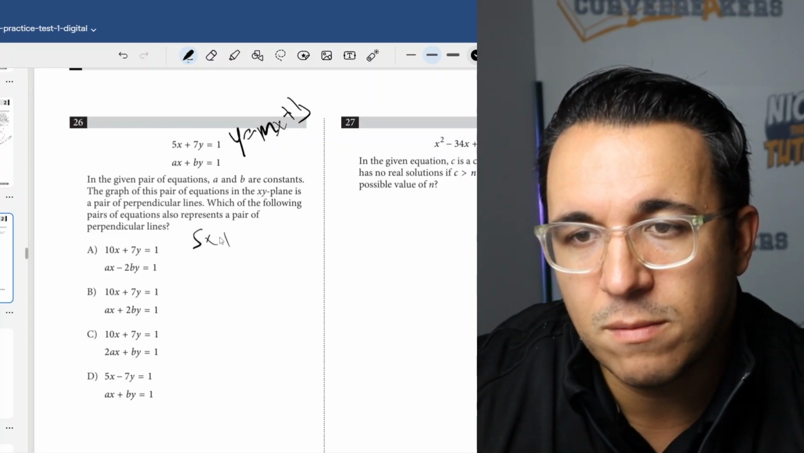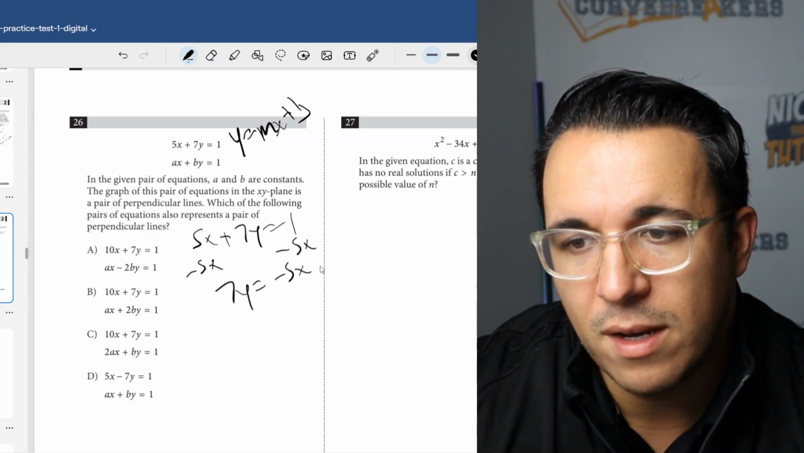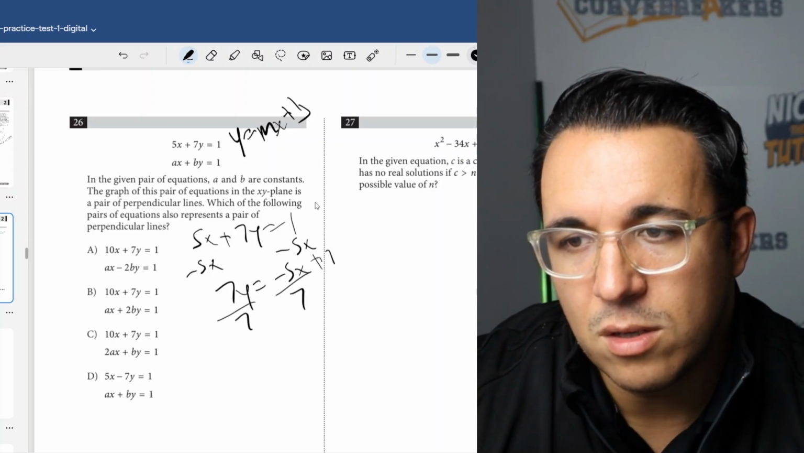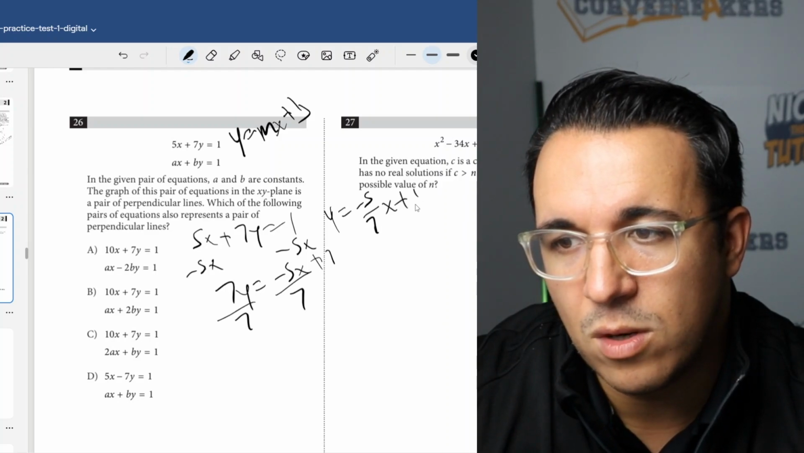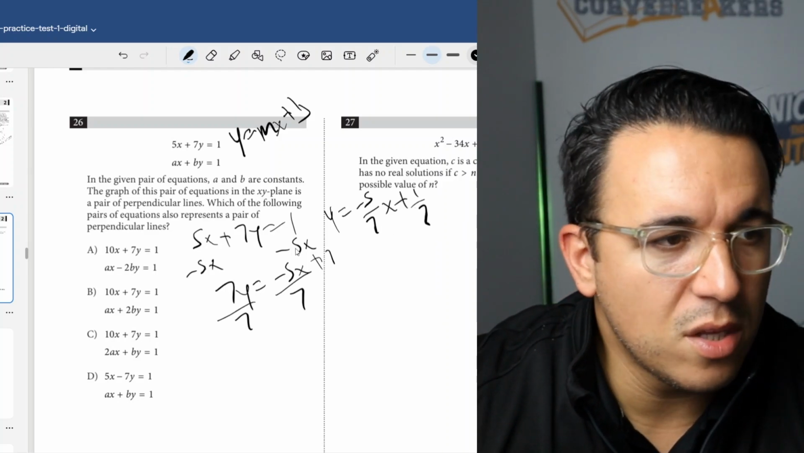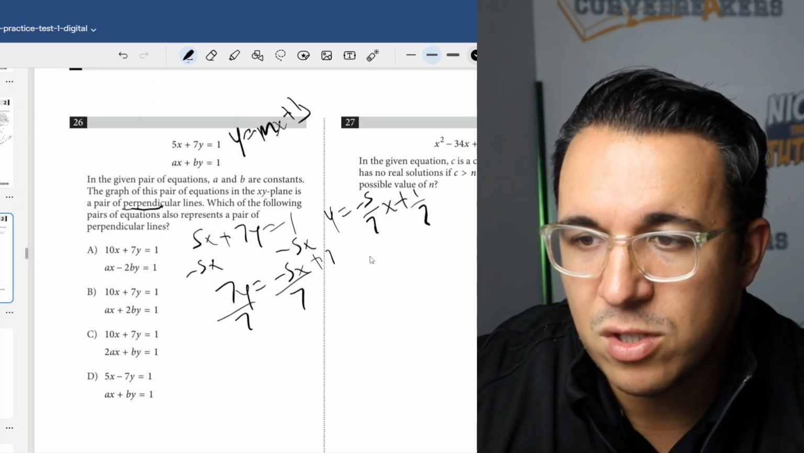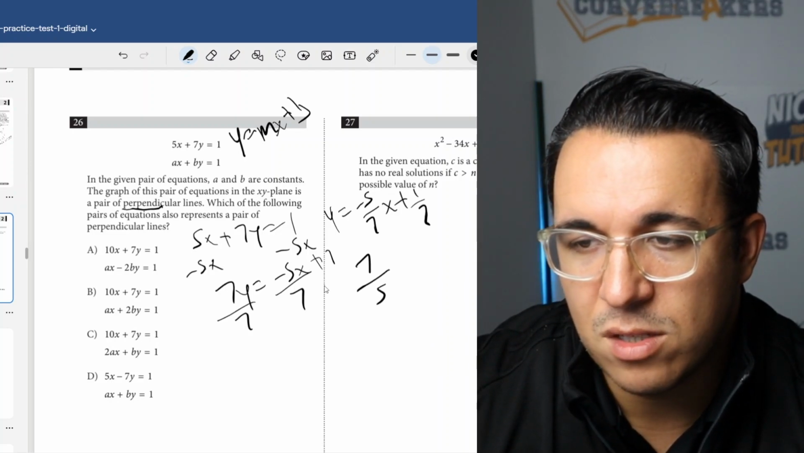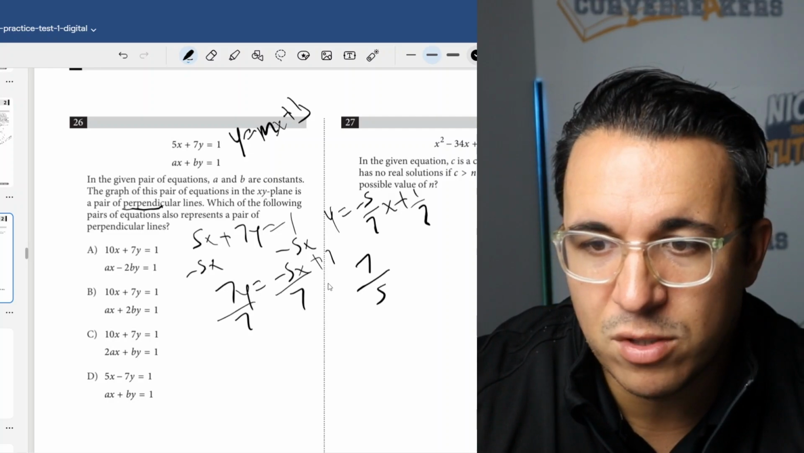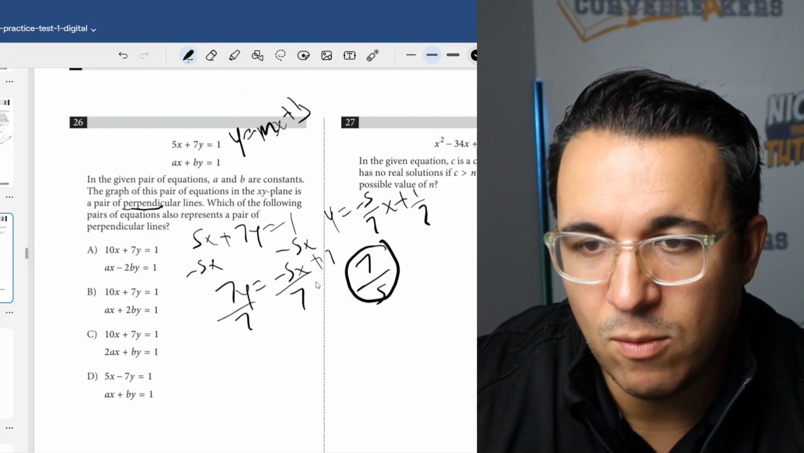So 5x plus 7y equals 1 minus 5x. 7y equals negative 5x plus 1, divided by 7. So we get y equals negative 5 over 7 x plus 1 over 7. Now, here's the thing, right? We want the perpendicular line, perpendicular slope, negative reciprocal. So we're going to go with 7 over 5 as the slope we want, right? That would be the negative reciprocal of negative 5 over 7, right? So this is the slope that we want.